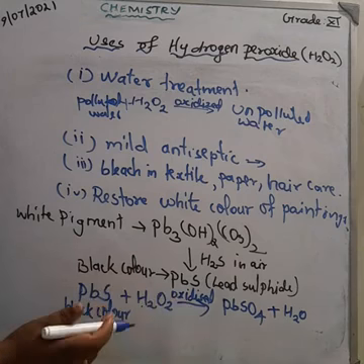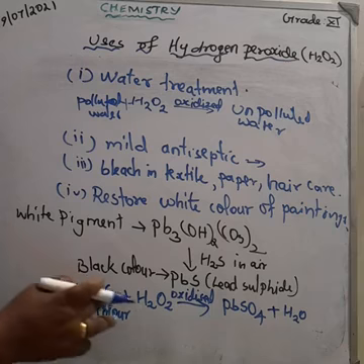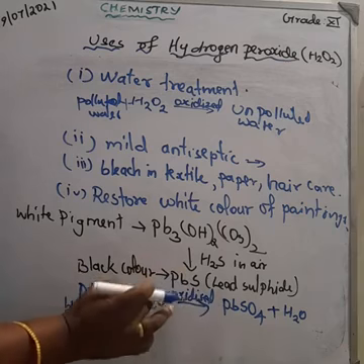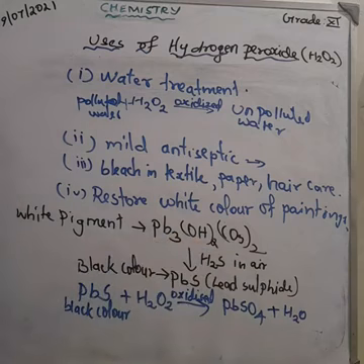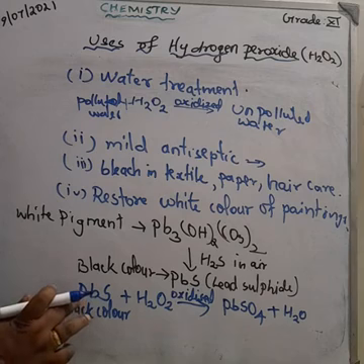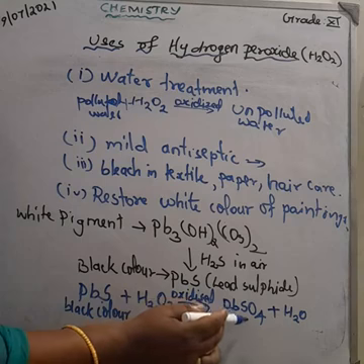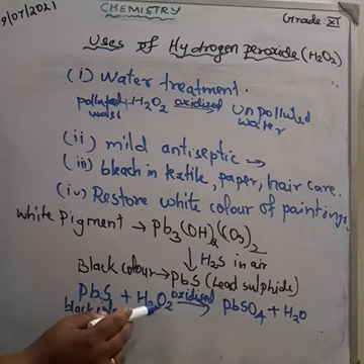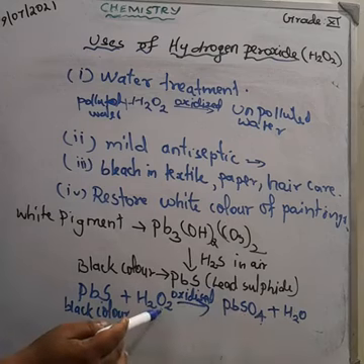We know hydrogen peroxide is both an oxidizing and a reducing agent, so a redox reaction takes place. Hydrogen peroxide oxidizes lead sulfide to lead sulfate and is itself reduced to water, H2O. So we have to balance the equation. Here one Pb, here also one Pb. Sulfur, one here and one here. But oxygen: here there are 4 oxygen, plus 1 makes 5, but here only 2 oxygen.